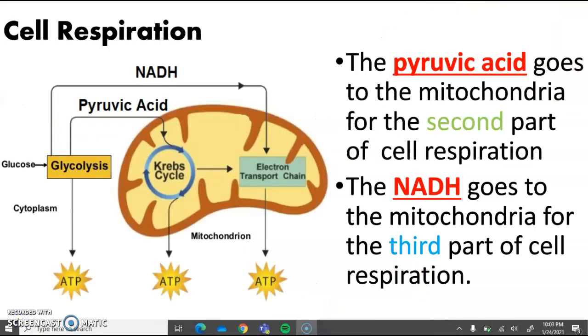So the pyruvic acid that we mentioned in glycolysis then goes to the mitochondria for the second part of cell respiration called the Krebs cycle. While the NADH, which picked up those high energy electrons, is going to go to the mitochondria for the third part of cell respiration called the electron transport chain. That reaction happens in an area of the mitochondria called the matrix.